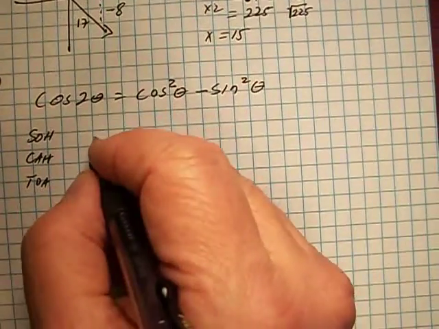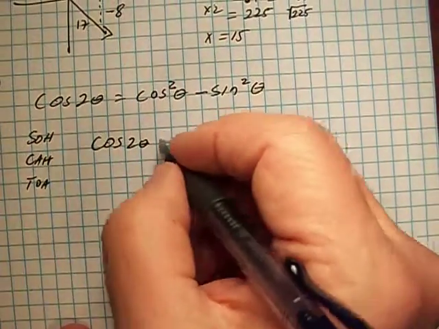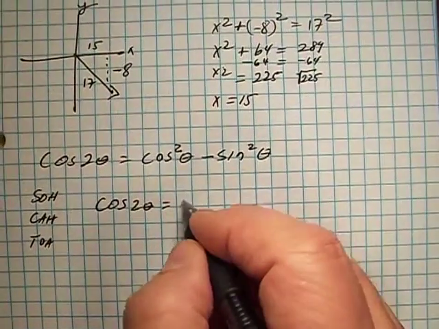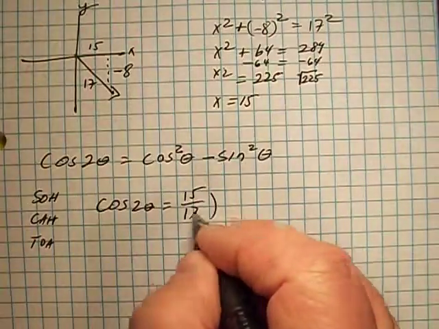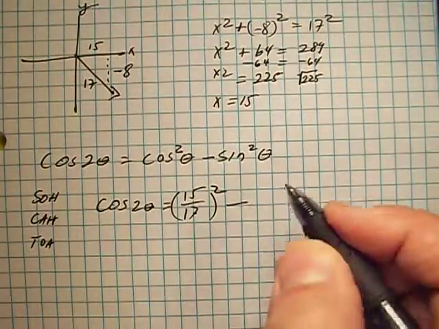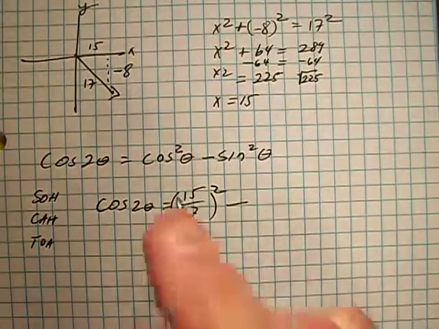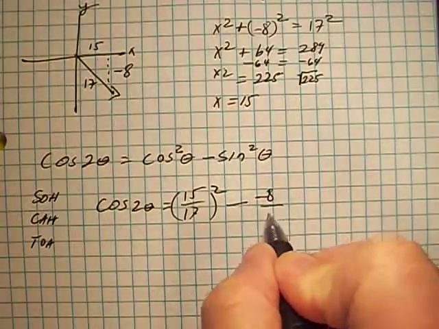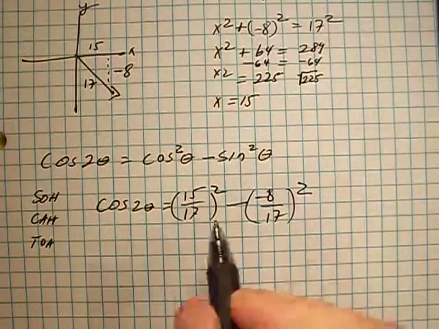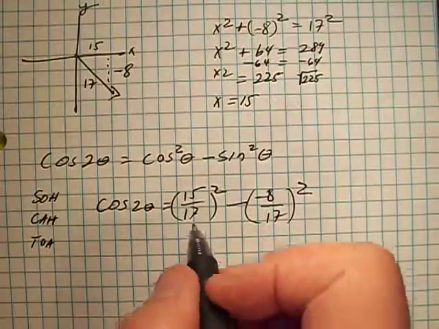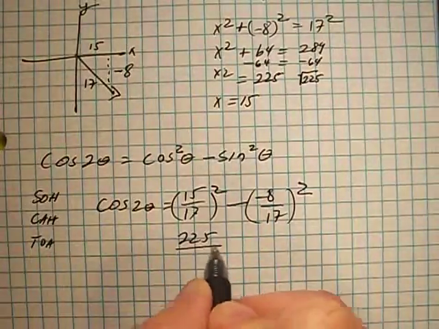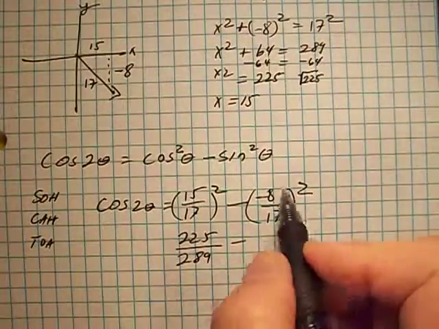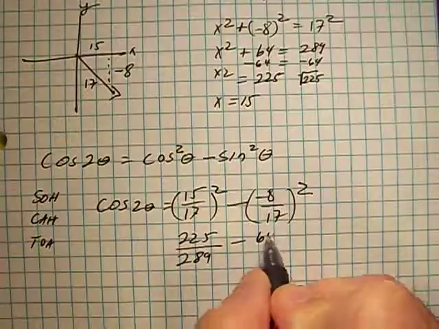So cosine 2 theta: cosine squared would be adjacent over hypotenuse, which is 15 over 17 squared, minus sine, which is opposite over hypotenuse, so negative 8 over 17 squared. 15 times 15 is 225. 17 squared is 289, minus negative 8 squared, which is 64.